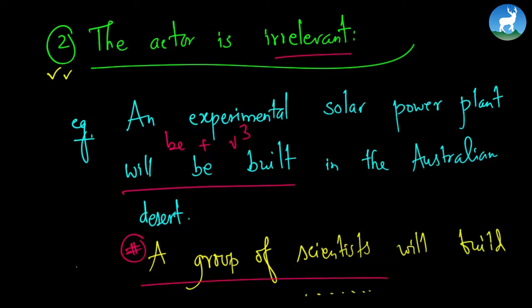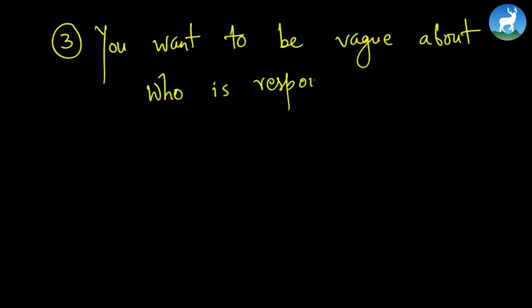We thought they were grammatically irrelevant. They cannot be irrelevant otherwise. They are very significant in real life. I am talking about grammar, and grammatically, these people, we thought, are irrelevant. And that is why we used the passive voice. Let's go to the third use. You want to be vague about who is responsible.